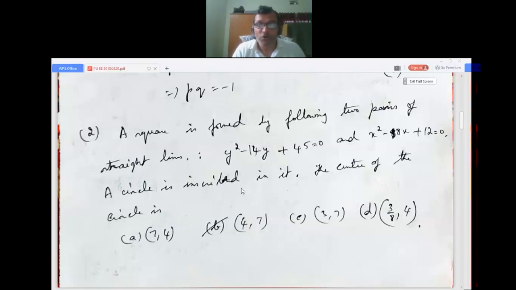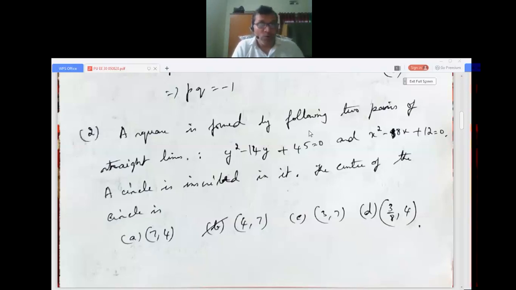A square is formed by the following two pairs of straight lines. A square is formed by taking two pairs of straight lines. You understood, one like this, one like this, like that. One pair like this, one pair like this, a square in the middle.